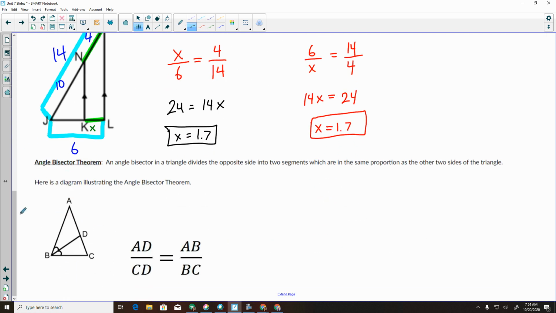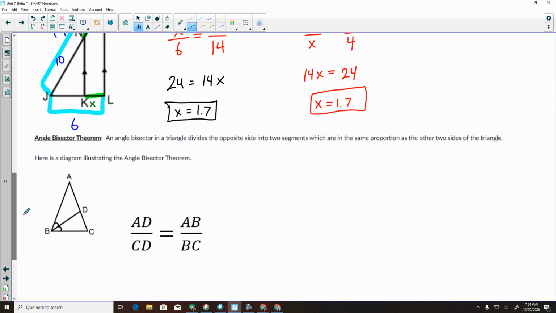And the last thing that we will look at is not necessarily a problem, but it's just a theorem that you'll end up using within the notes. It says an angle bisector in a triangle divides the opposite side into 2 segments. If you don't remember what an angle bisector is, that's from the very first unit. BD right here would be the angle bisector, the angle splitter.